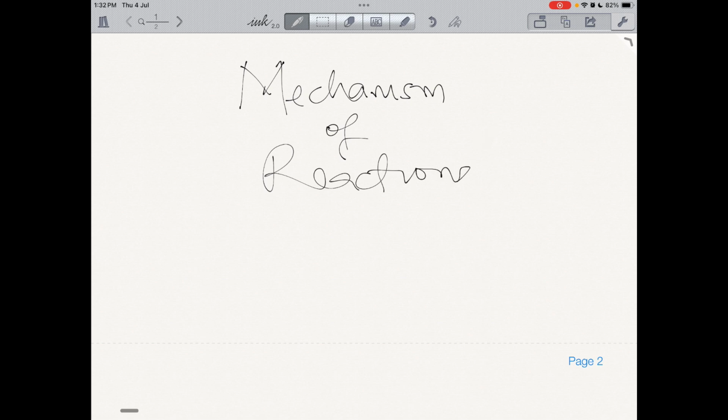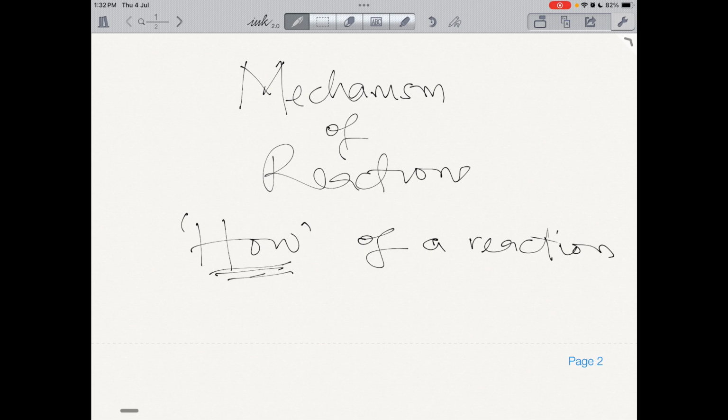When you talk about the word mechanism, what comes to mind is mechanics. The mechanism of reaction actually talks about the how of a reaction. How did it occur? How did the reaction happen? So it's the how.